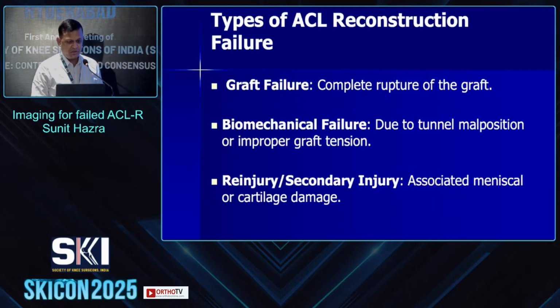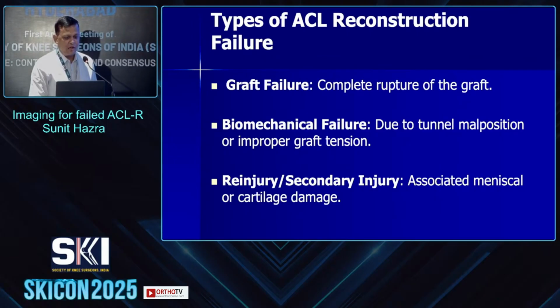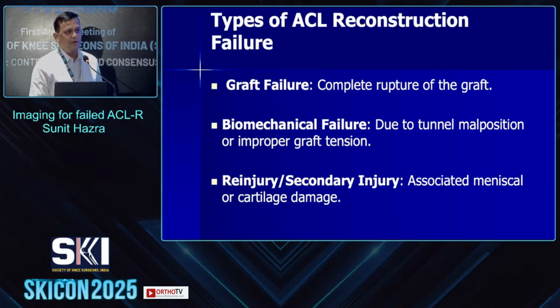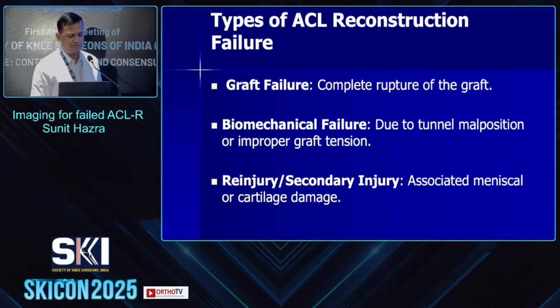I think the imaging in ACL should start with focusing on finding out the cause of the failure of the ACL reconstruction. We know that it may be either due to graft failure, due to complete rupture of the graft, or due to non-healing of the graft or stretching of the graft. So you need to find out what exactly is the cause of graft failure, or whether it was due to biomechanical failure, due to tunnel malposition, or improper graft tension, or it may be due to re-injury.